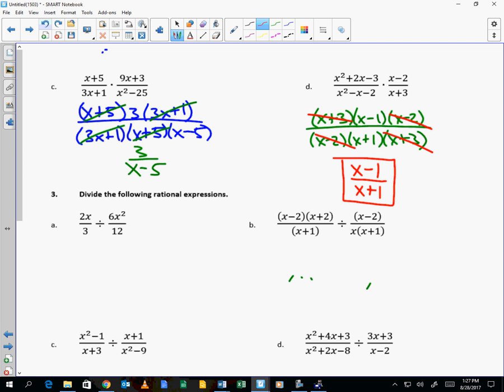For letter D, you should come up with x minus 1 divided by x plus 1. Again, do not cancel off the x's and come up with a value of negative 1. That's completely wrong. Okay. All right.